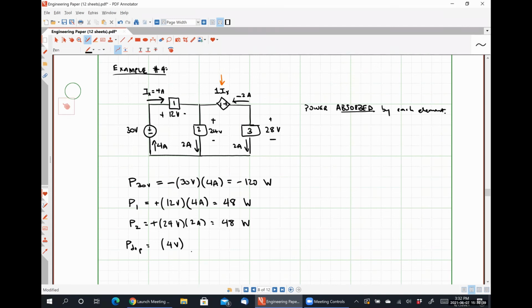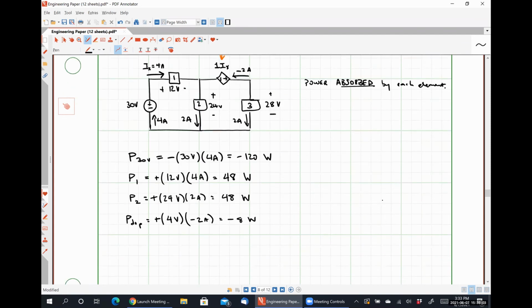Current flowing through our dependent source is -2 amps. And the current is flowing into the positive polarity terminal. So that means we should have a positive sign here, giving us -8 watts being absorbed by this dependent source.